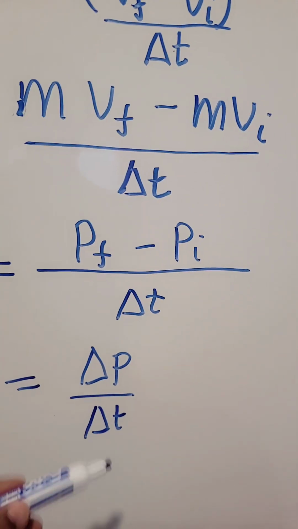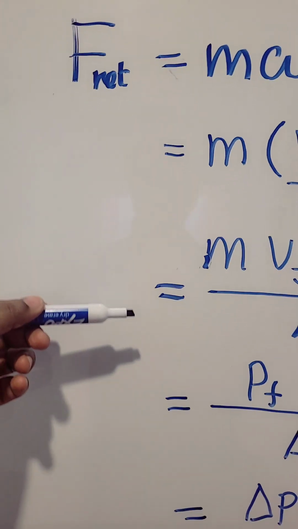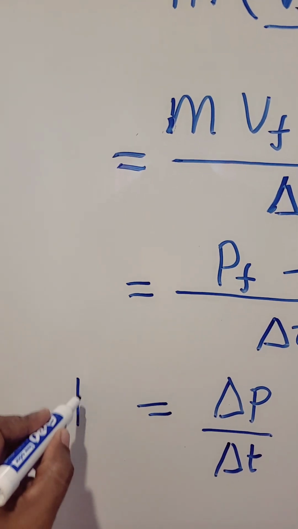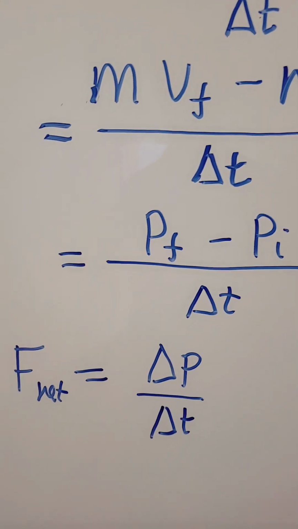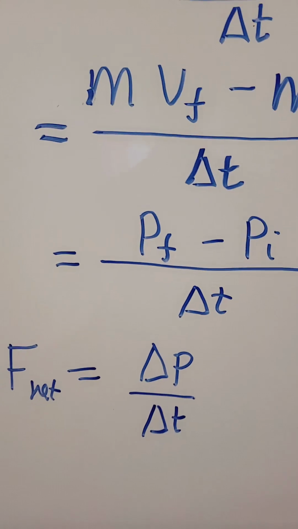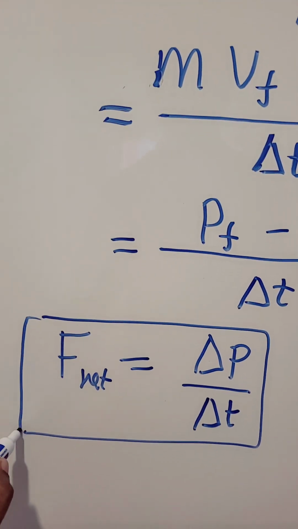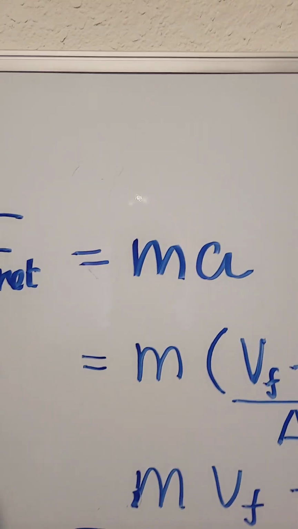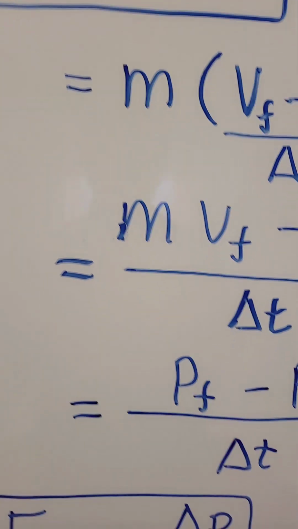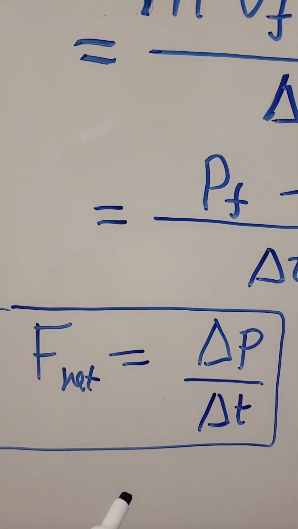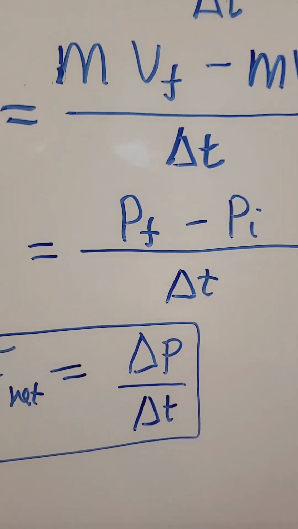And that's our right hand side. And look, what's our left hand side? That's the net force. So net force is actually the rate of change of linear momentum. This is another way of writing Newton's second law. You are familiar with this version of Newton's second law? And now we have another version in terms of the rate of change of linear momentum.